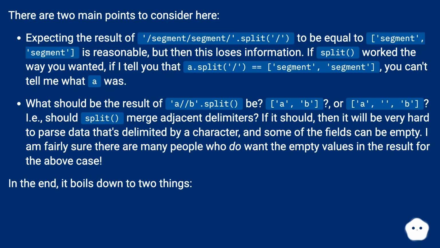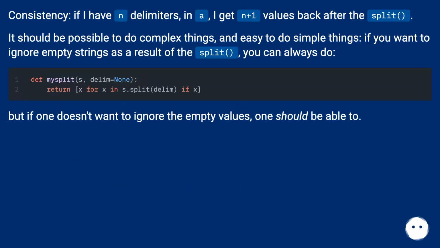If it should, then it will be very hard to parse data that's delimited by a character, and some of the fields can be empty. I am fairly sure there are many people who do want the empty values in the result for the above case. In the end, it boils down to two things. Consistency: if I have n delimiters in A, I get n+1 values back after the split. It should be possible to do complex things, and easy to do simple things.